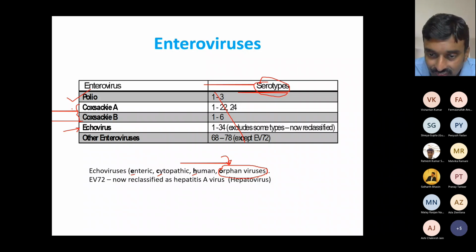What is the meaning of this orphan viruses? So they thought these are enteric viruses. They are isolated from human feces. They grow in cell culture and cause a characteristic change in the morphology of cells. They're cytopathic, but they were not associated with any disease at that point of time when they first named these viruses. So they called them orphan because they were not associated with disease. This word orphan is because of lack of association of this virus with any particular disease at that point of time. So they were called echoviruses.